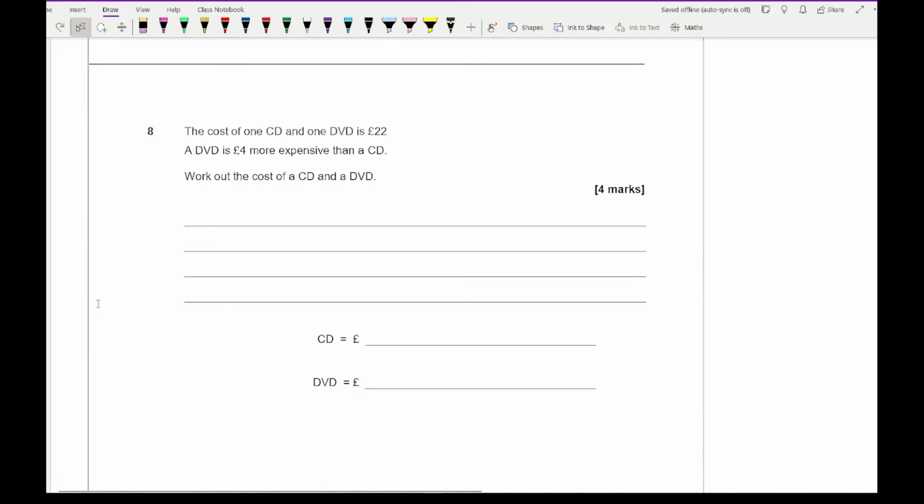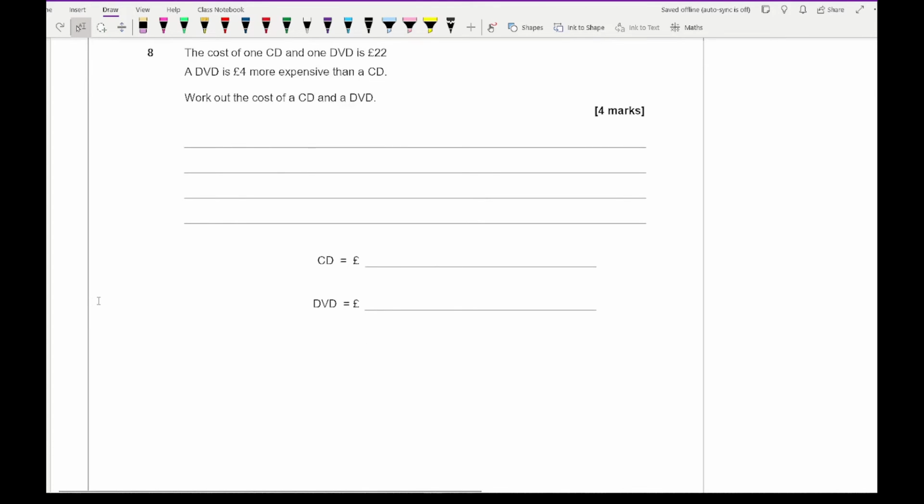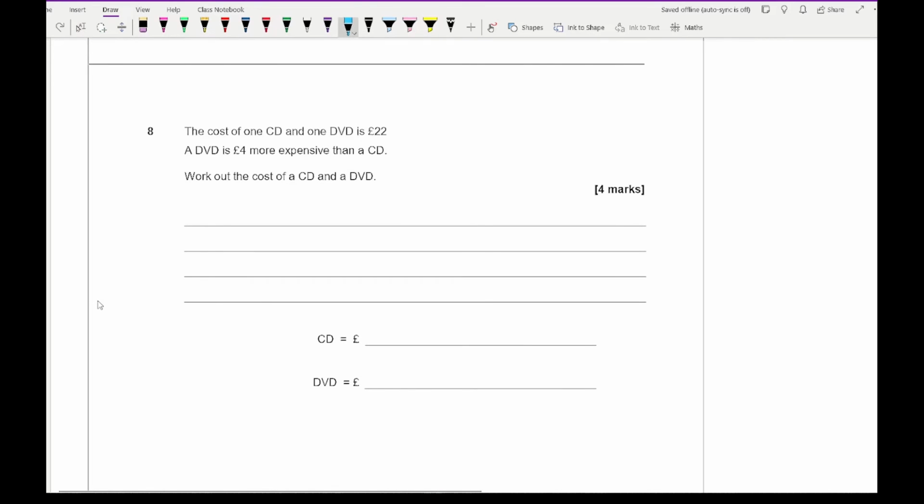Moving on to question 8, it says that the cost of one CD and one DVD is £22, and a DVD is £4 more expensive than a CD. Work out the cost of a CD and a DVD. So let's start by writing these equations out. One CD plus one DVD equals £22, and a DVD equals a CD plus £4 because it's £4 more expensive. So these are our two equations.